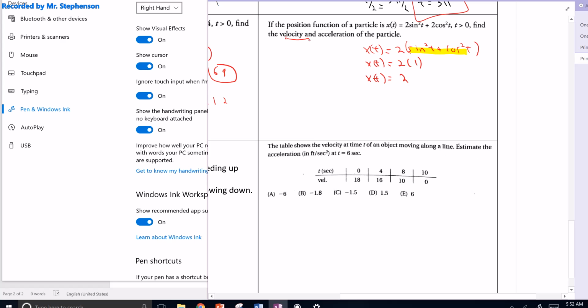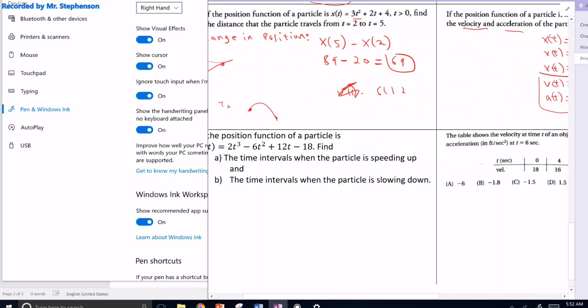Now if I want to find velocity, I have to take the derivative, right? So the derivative of 2 is 0. So my velocity is always 0. And well, if I find the derivative of velocity to get to acceleration, then my acceleration, the derivative of 0 is 0. So my acceleration is always 0 as well. Right? So there you go.